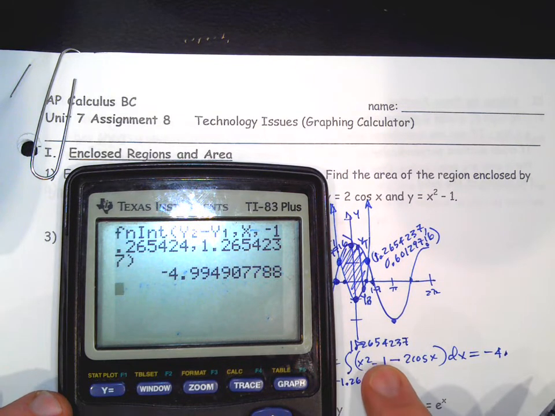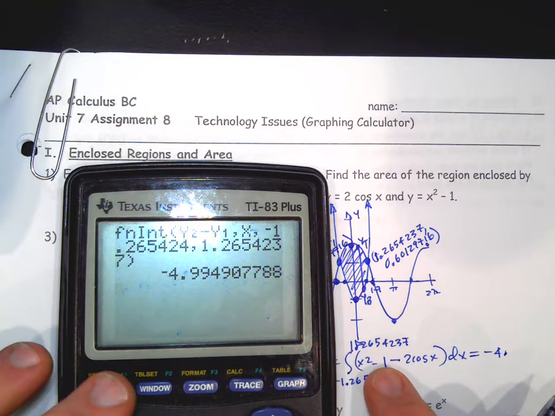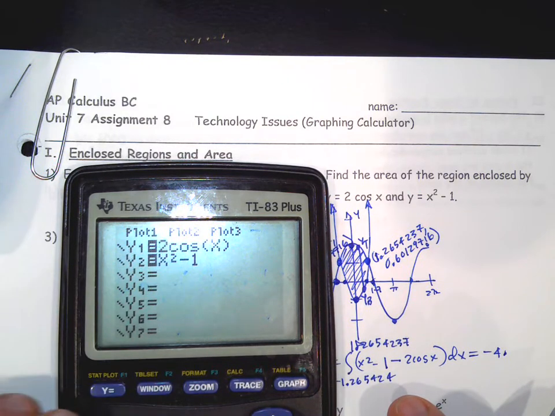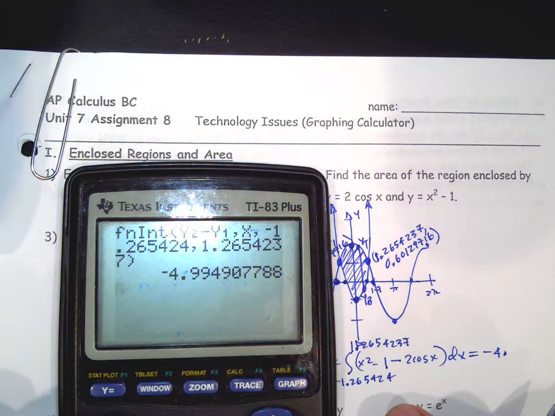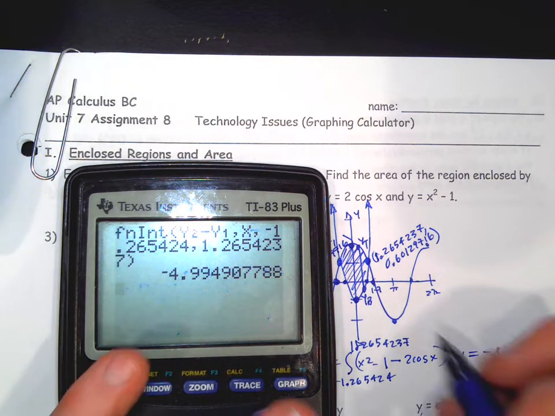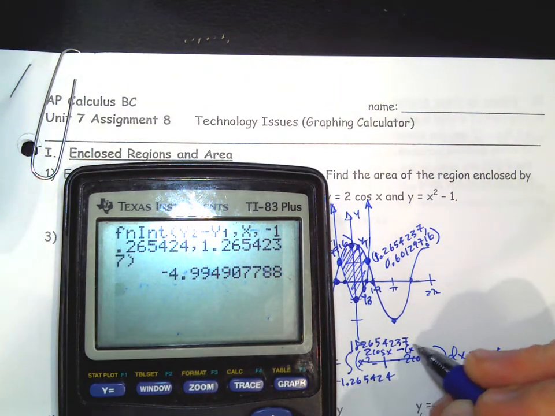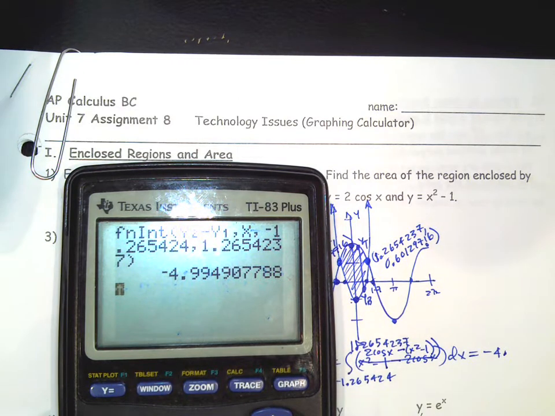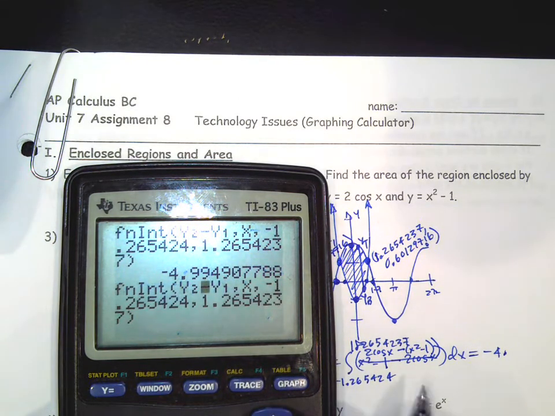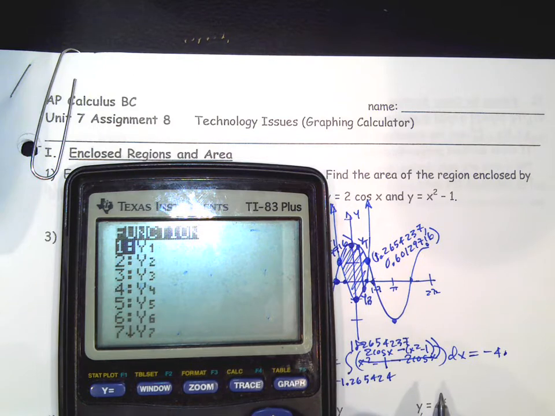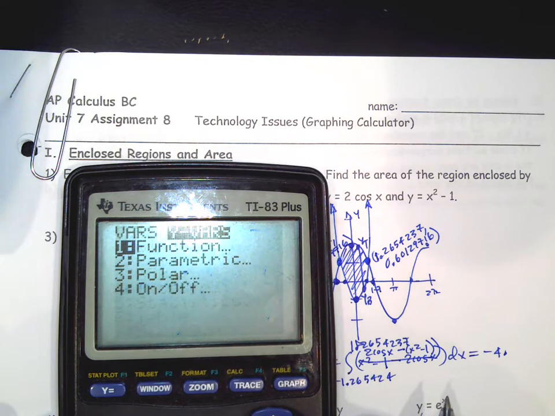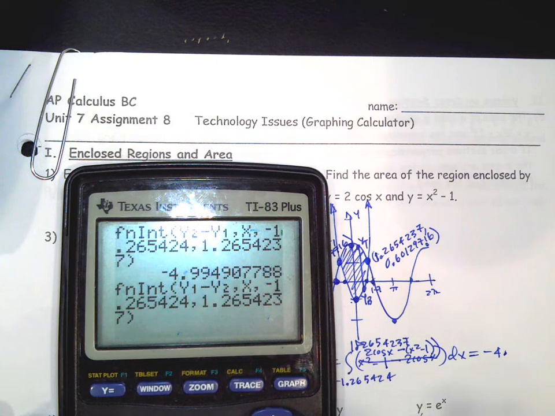So I wrote this correctly, but when I enter them in here, the cosine was first. That should be second. I don't know. I thought I did it right. No, the cosine should be first. So I wrote it wrong here. It should be 2 cosine x, that one's on top, minus x squared minus 1. So I'm not going to just fake it. I'm going to go back here and do vars, y vars, function y1 minus vars, y vars, function y2, and do it the right way.